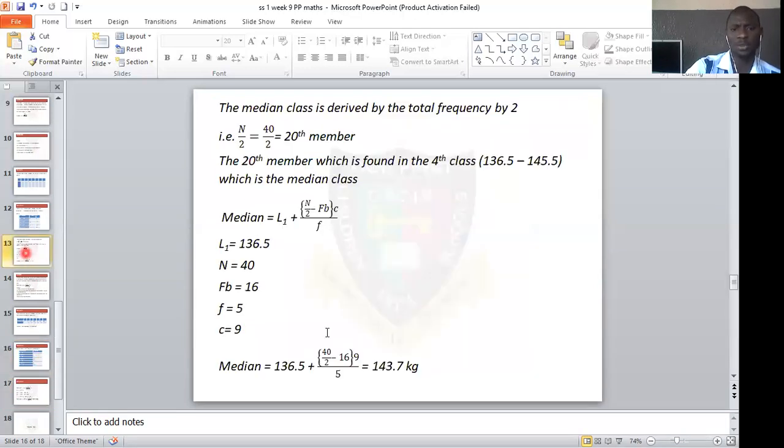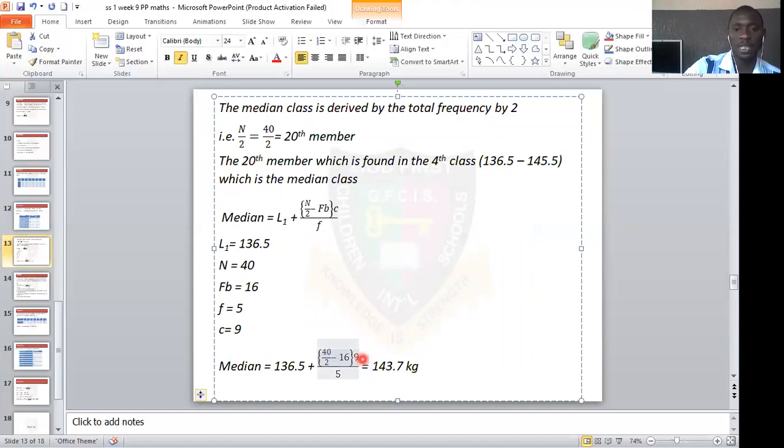From this question, I think I should go through it again with you. The interval here should be 10. The interval of this class is 10, which will now affect the answer. If you are following very well, you know the interval of the class boundary is 10.